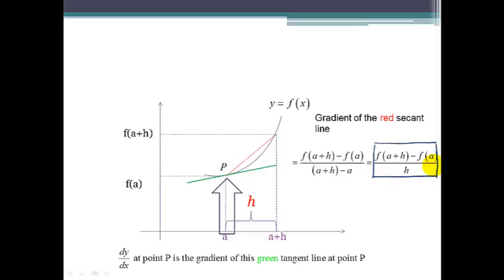Okay, so far? Now, as you can see, the red secant line that I have here looks totally different from the green tangent line, whose gradient I am interested in. So, what I'm going to do next is to try and make the two lines more similar.